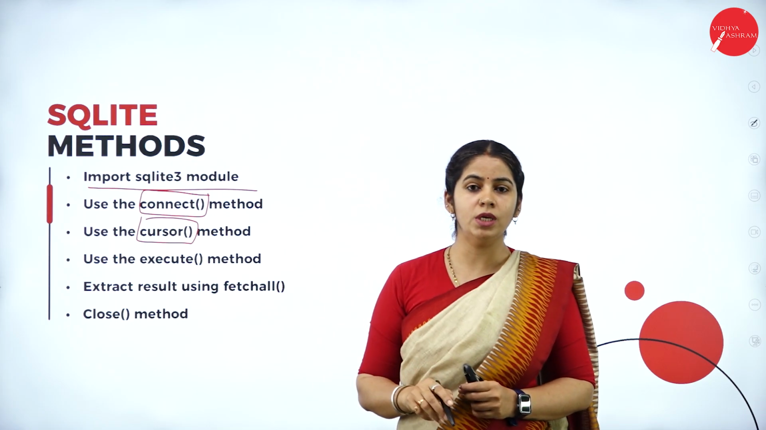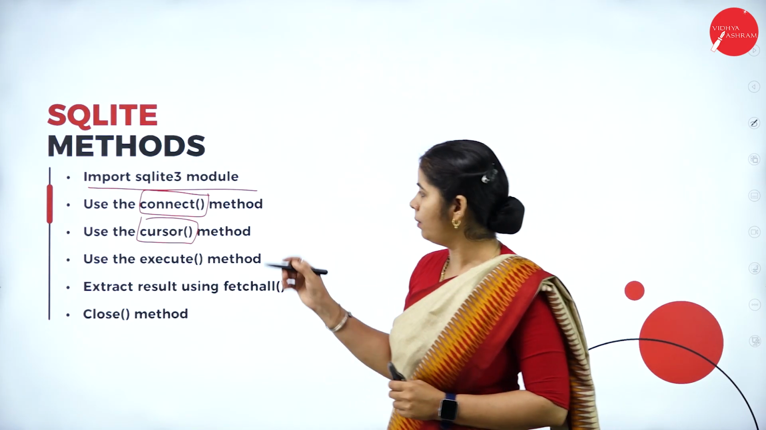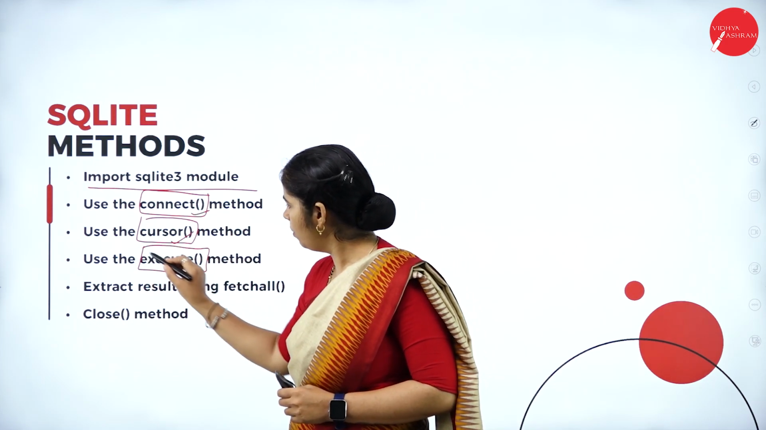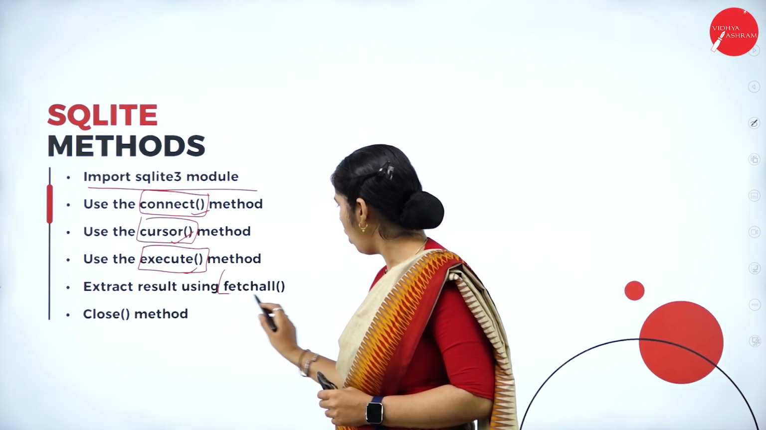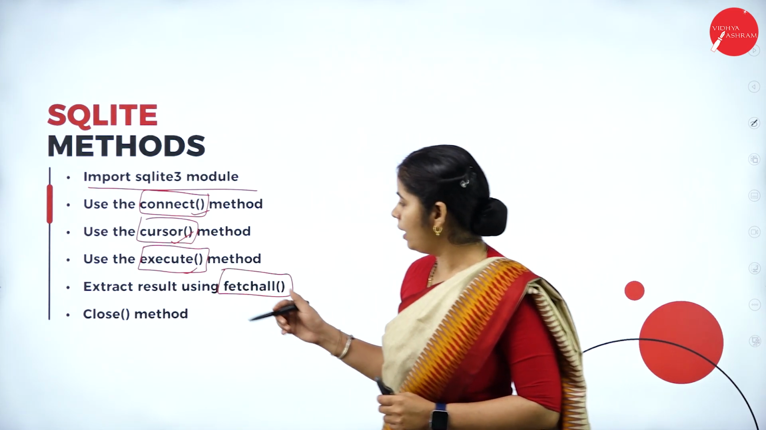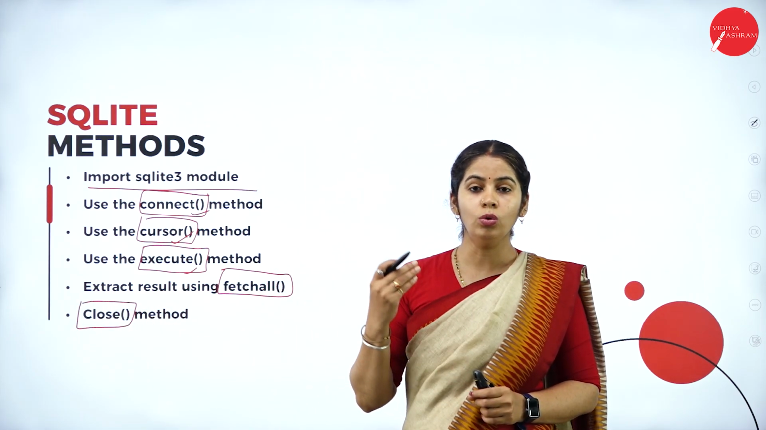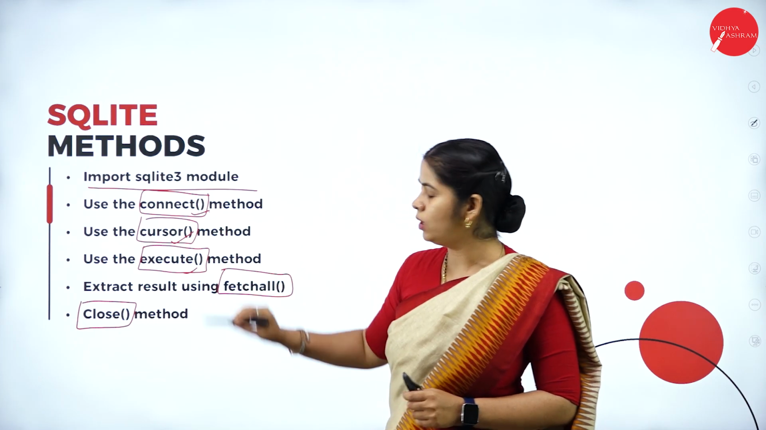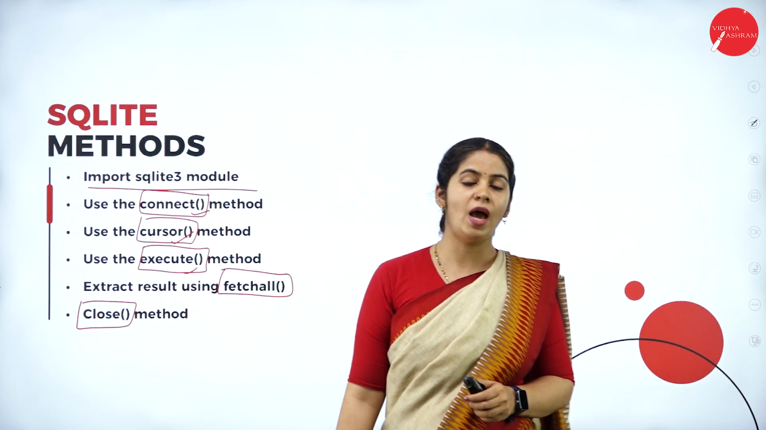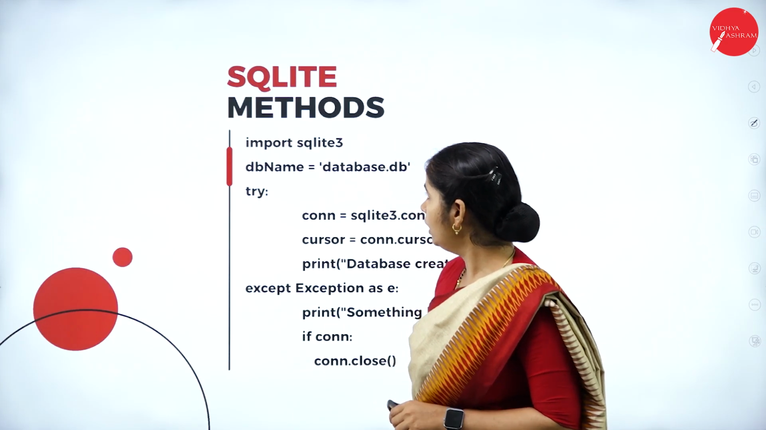Cursor is an object used to execute the operations of the database. Connect is a method, cursor is a method, execute is a method, and fetchall is a method that is called to fetch all the rows of the table, and then close is a method. Why have we used the close method? To close the connection we established using the connect method. So these are some of the methods we are using in the sqlite3 module.